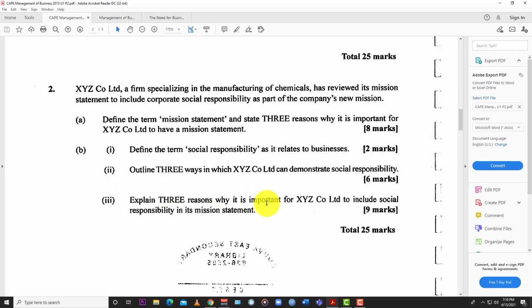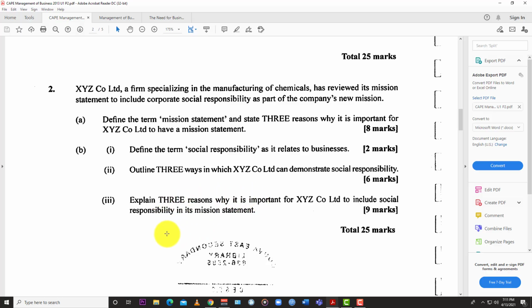All right, number B3. Explain 3 reasons why it is important for XYZ to include social responsibility in its mission statement. So what they're saying is, once you put out your mission statement, try your best as XYZ company to include some aspects of social responsibility. You can't just be all about the profiteering, just profit. This is modern times, and so companies need to look as though they are forward-looking, forward-thinking, and good corporate citizens.